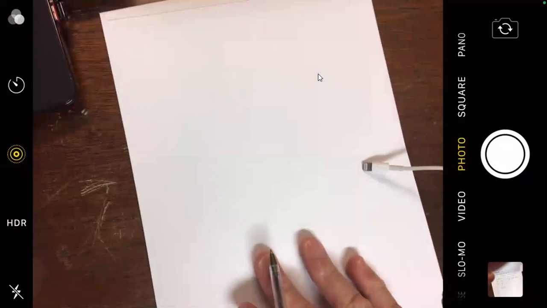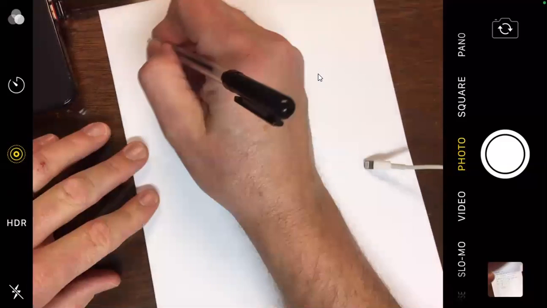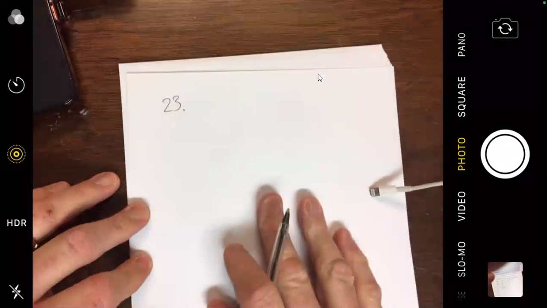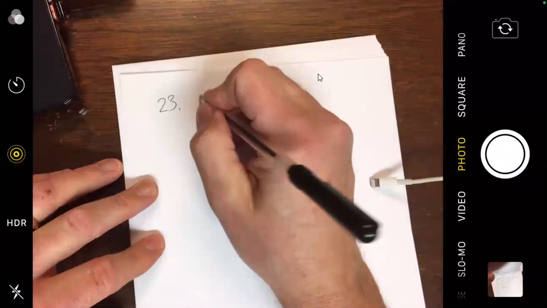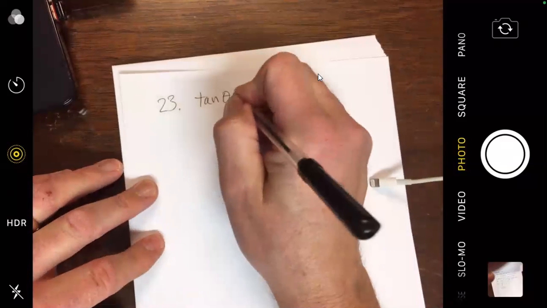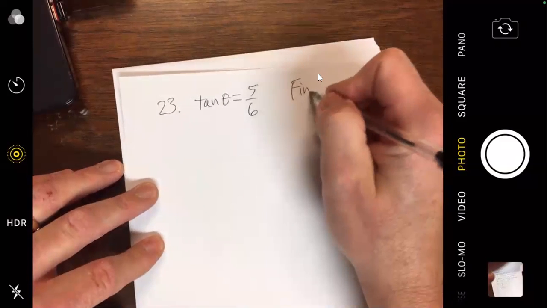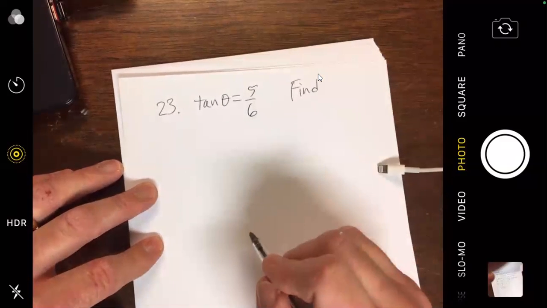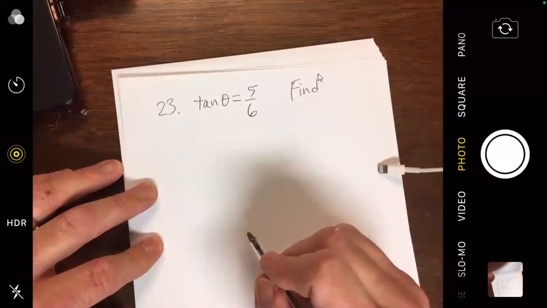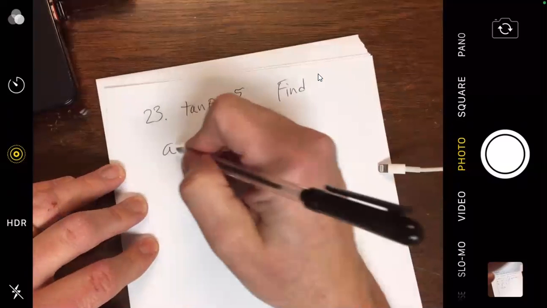All right. How about 23? A lot of different sections in this. Tangent theta is 5 over 6. Find all 5 other ratios.